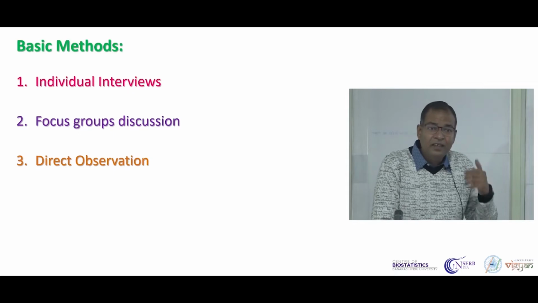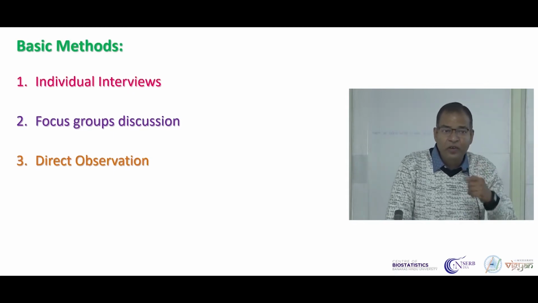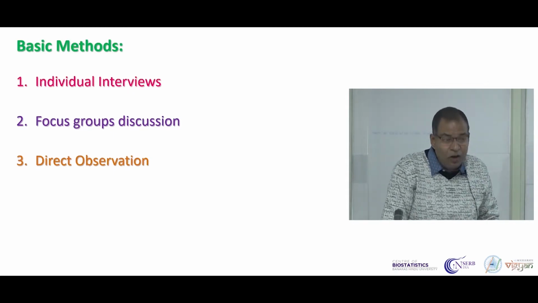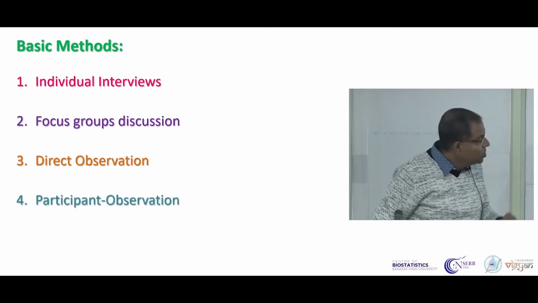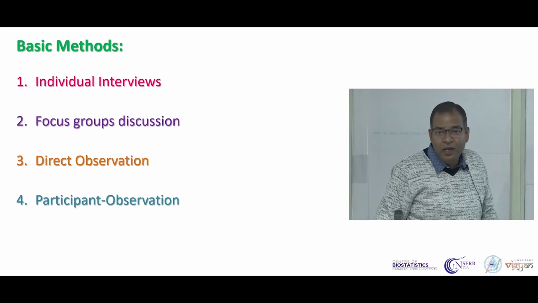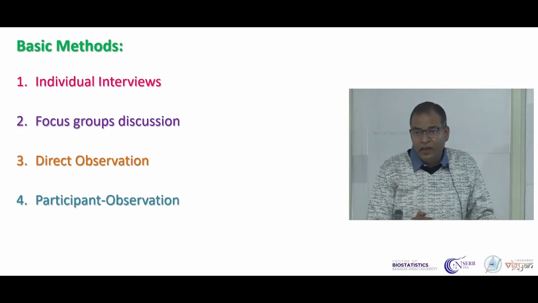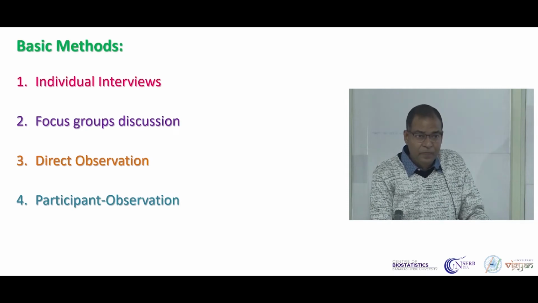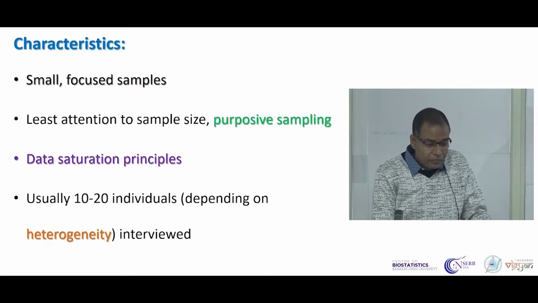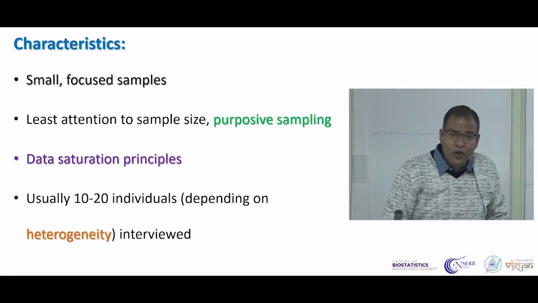Next is, as a researcher, we directly see what is going on. That is known as direct observation. And the last one is participant observation. So, these are the different basic methods by means of which we collect the data for qualitative study designs. Clear?